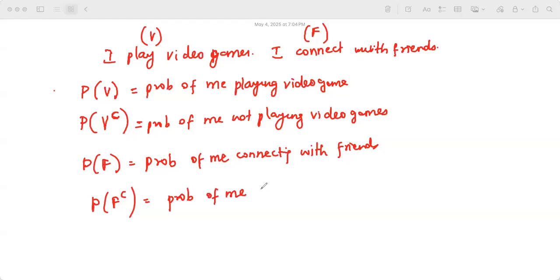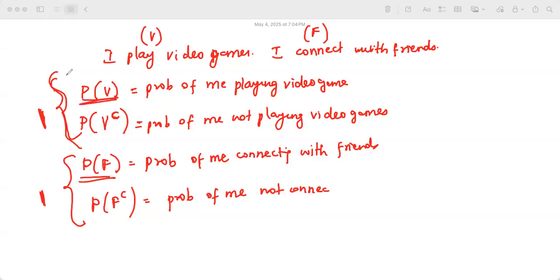Probability of me not connecting with friends, F complement, is not connecting with friends. So these are exactly opposites. Probability of me connecting with friends. See, the added value of these two is always 1. I'll either play video game or not play video game, so definitely one of them is going to occur. So when I add these two, the probability is going to become 1.